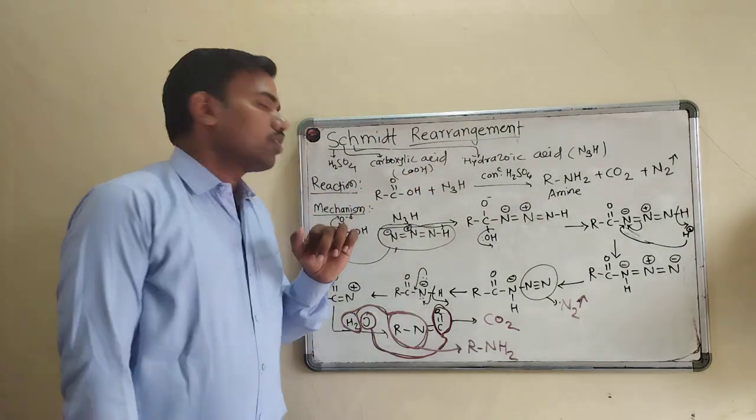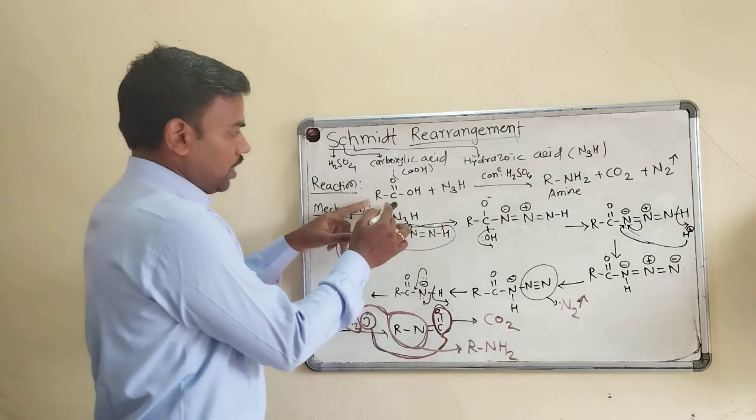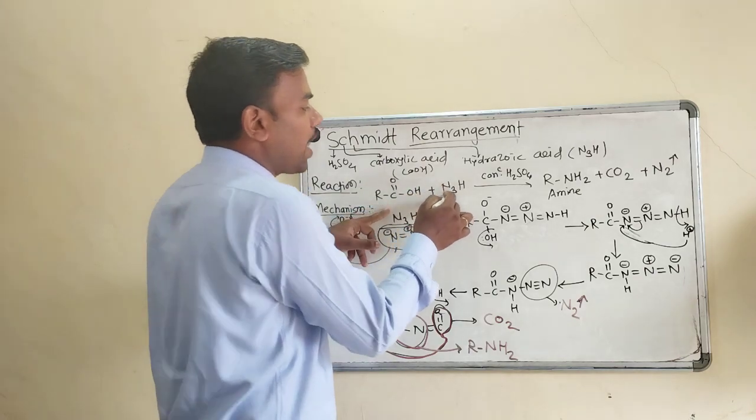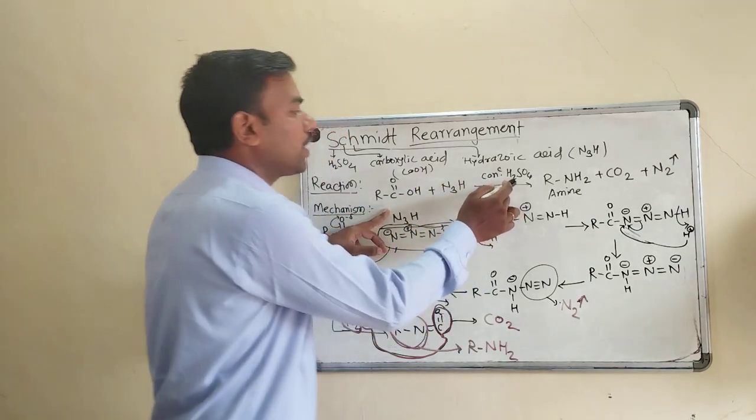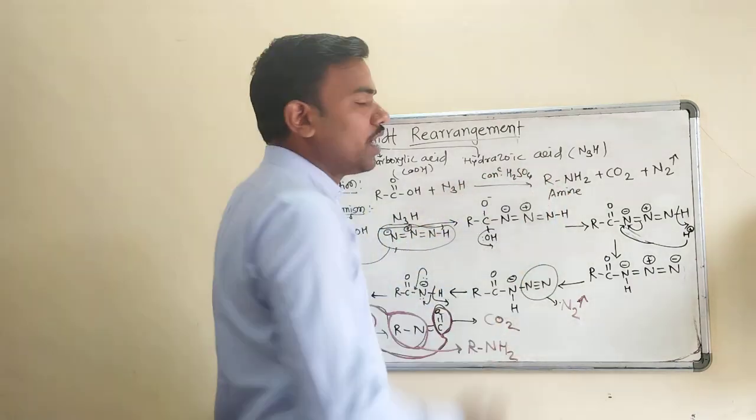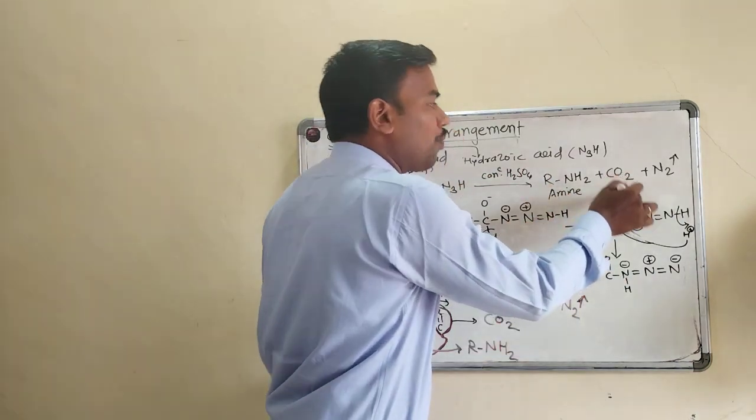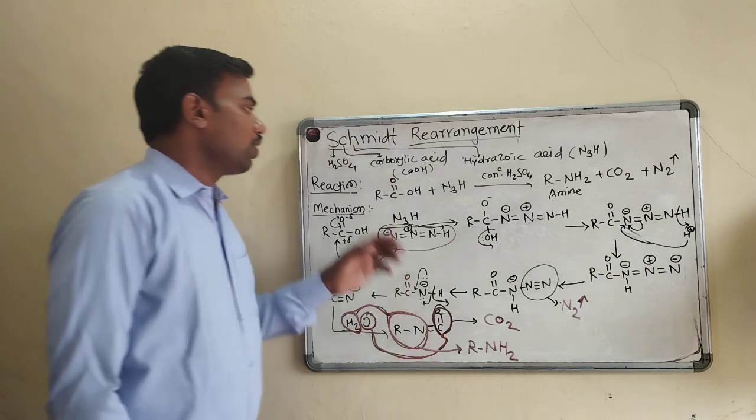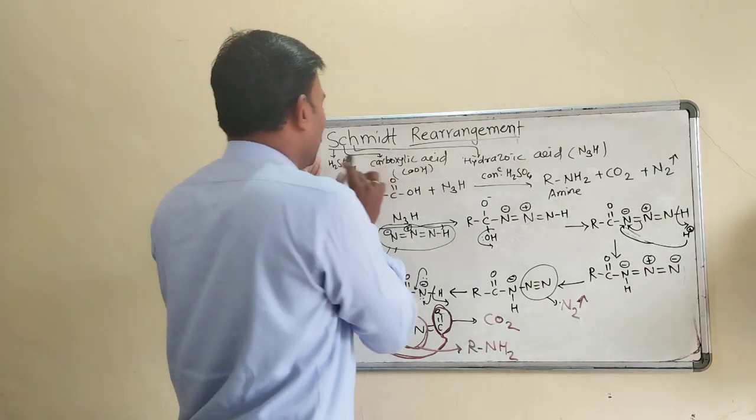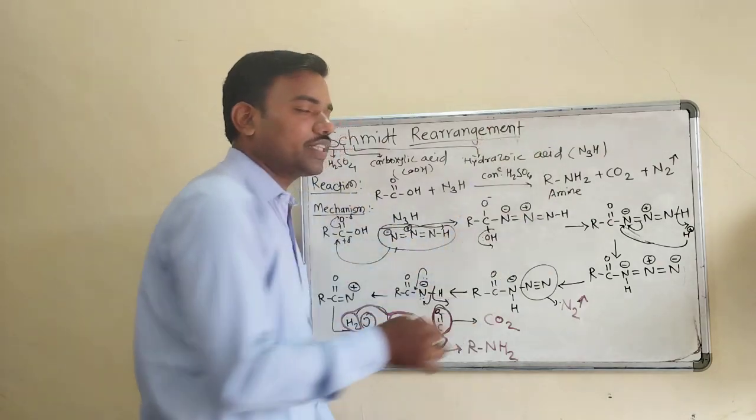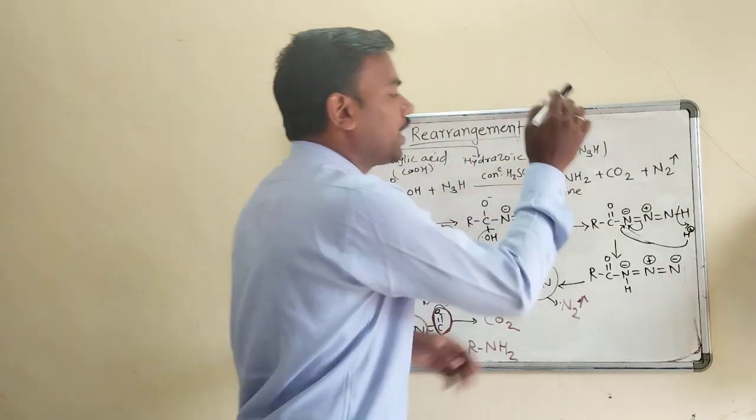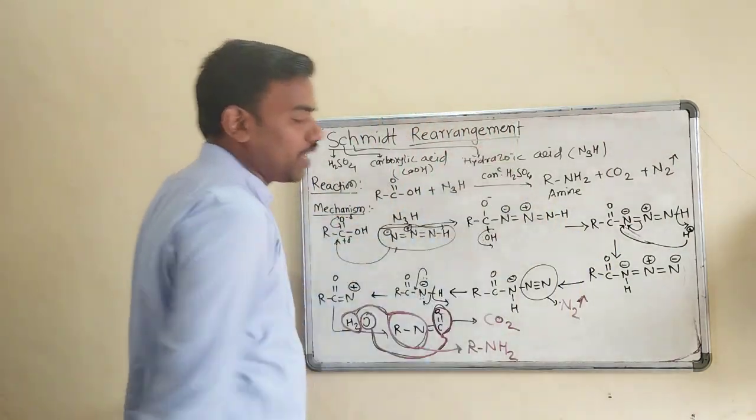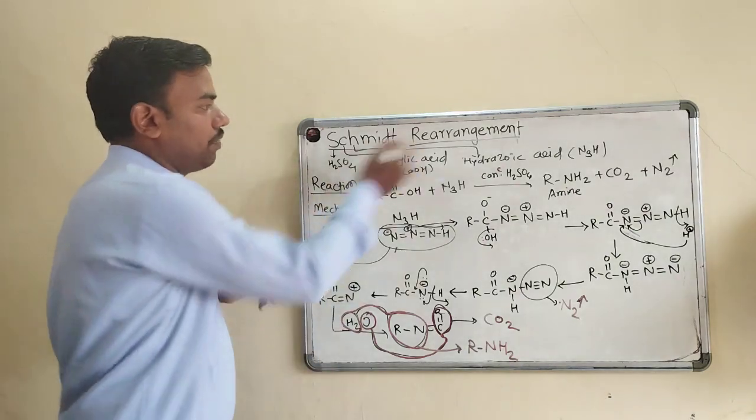So see what is the reaction. This is your carboxylic acid, RCOOH. This is your hydrazoic acid. It can react in the presence of concentrated H2SO4 to form an amine, with removal of CO2 and nitrogen gas. So we have to consider these three, H2SO4, carboxylic acid and hydrazoic acid, which react with each other to form an amine with removal of carbon dioxide and nitrogen. This is our Schmidt rearrangement, or we can say Schmidt reaction.